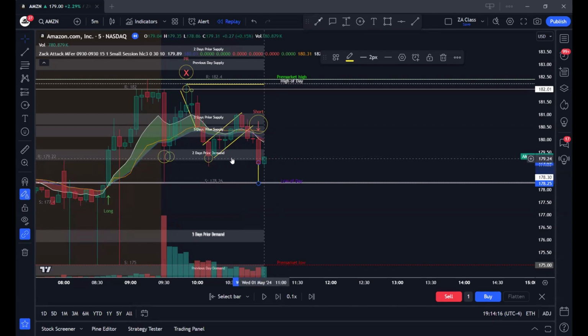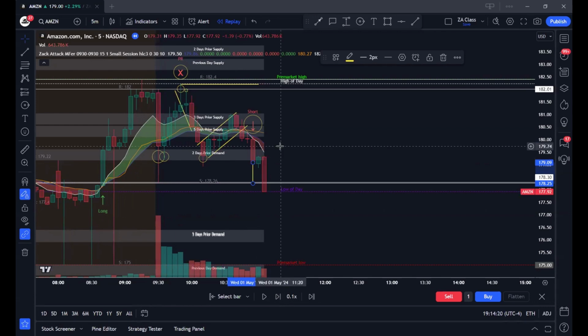You'll see we retest this supply area here, and on the next candle, we can't get past that supply, and we end up dumping through our level here.